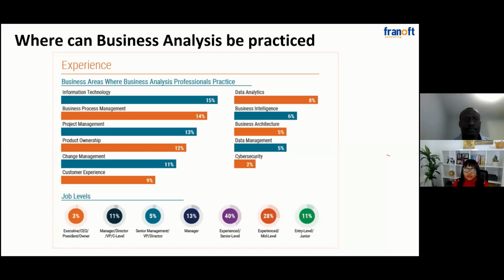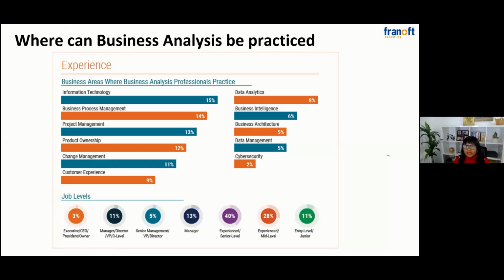That's okay. So the reason why the BA is able to play in all this space is because business analysis is a mindset. It's a mindset of you trying to create and deliver value.